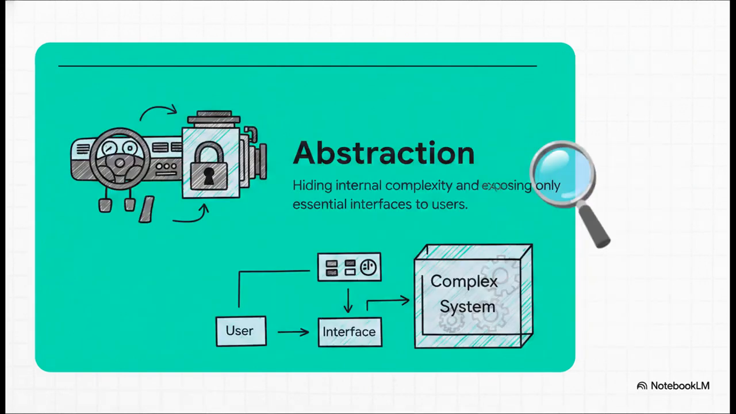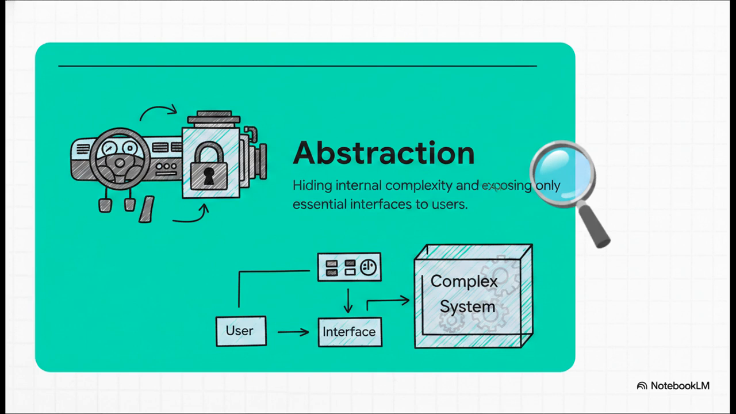Next, we have abstraction. While encapsulation is all about hiding data for safety, abstraction is about hiding complexity just to make things simpler to use. Back to that car analogy for a second. When you're driving, you really only need to understand the interface. Steer with the wheel, stop with the pedal. You definitely don't need to understand the thermodynamics of a combustion engine just to go buy milk.